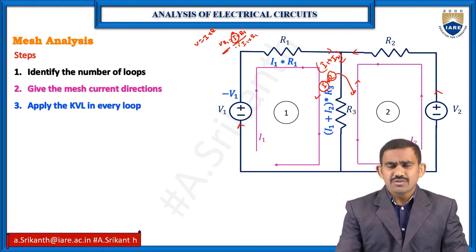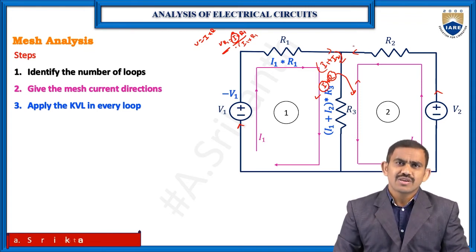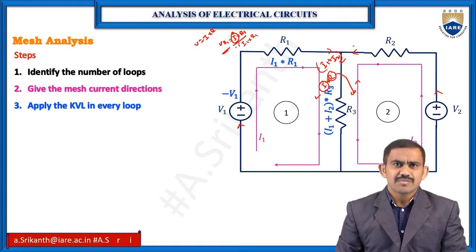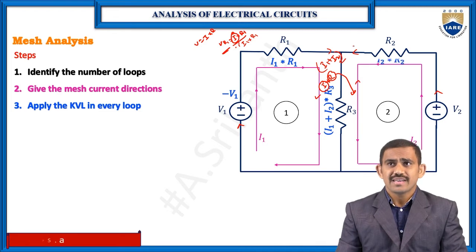Okay. Coming to the R2 resistor. What is the voltage drop? How many currents do we have there? We have only one current, that is the I2 current. That means I2 into your R2 value.